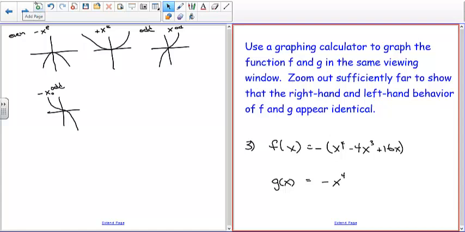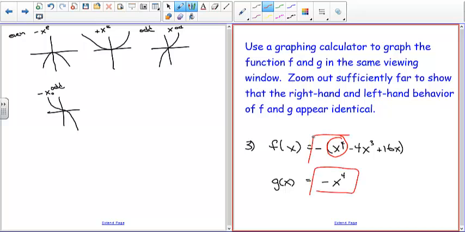Now the next one says use a graphing calculator to graph the functions f and g in the same viewing window. Zoom out sufficiently far to show that the right-hand and left-hand behavior of f and g appear identical. So we're looking at the highest order term here, which is x to the 4th. It's going to be multiplied by negative. So you can see these two terms are basically the same thing. Now you've got these extra terms here, which will affect the behavior around x equals 0, but once you get out to really large values of x either way, this function is going to look very similar to this function once you zoom out.